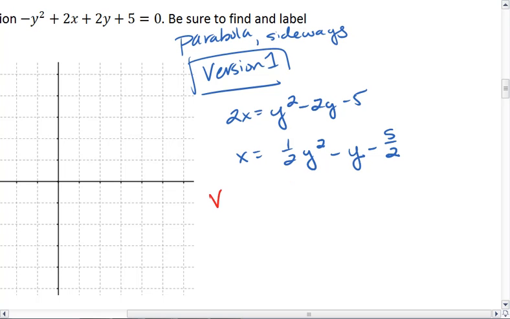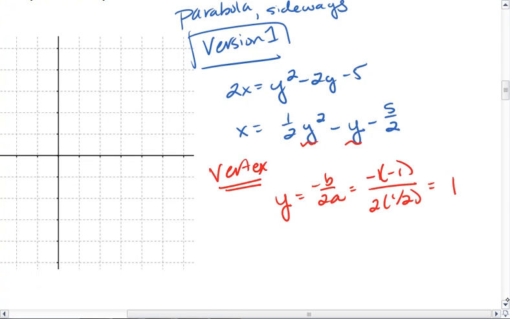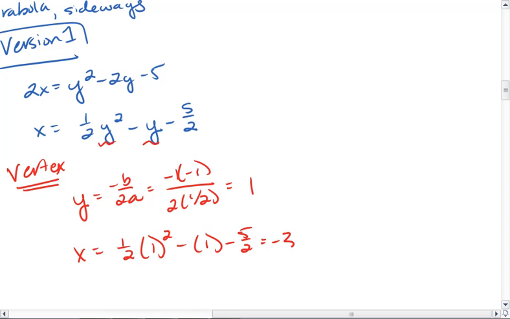To solve for the vertex, I solve for the y coordinate first because that's what's squared, where y is going to be negative b over 2a, which is negative 1 over 2 times 1/2, and that reduces to 1. To solve for the x coordinate, I plug this 1 into my equation, which gives me negative 3. Thus my vertex is at negative 3, 1.